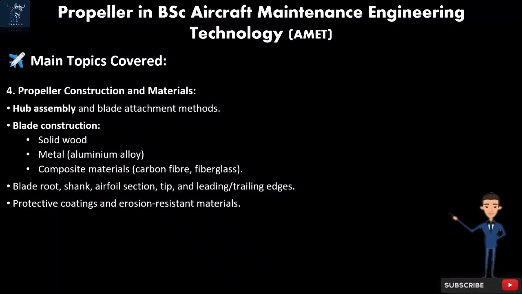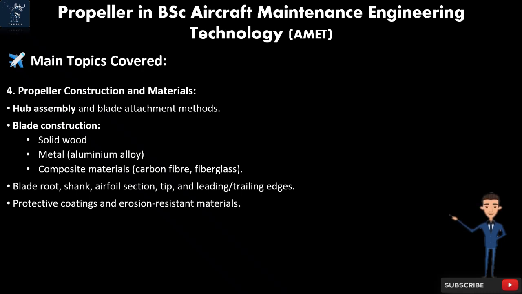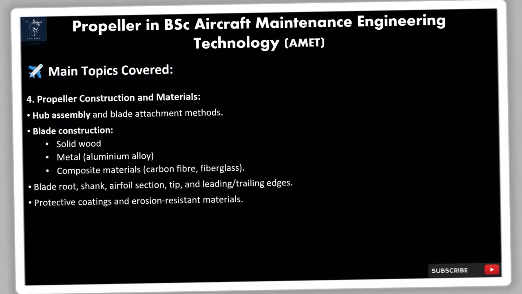4. Propeller construction and materials. Hub assembly and blade attachment methods. Blade construction: solid wood, metal, aluminum alloy, composite materials, carbon fiber, fiberglass. Blade root, shank, airfoil section, tip, and leading/trailing edges. Protective coatings and erosion-resistant materials.